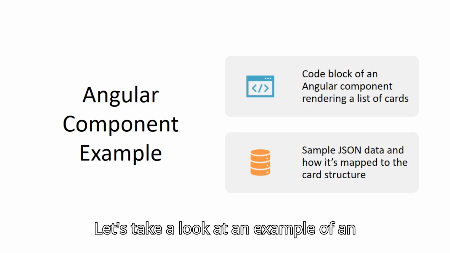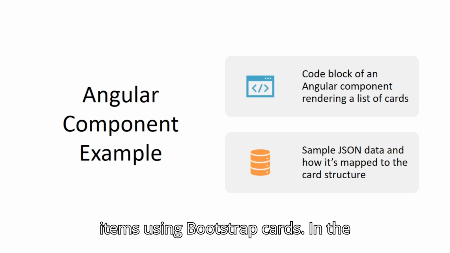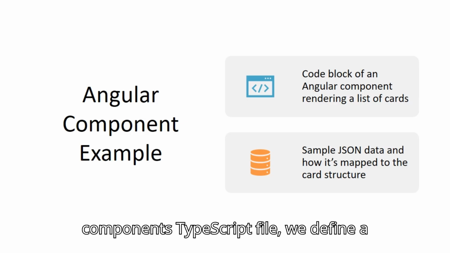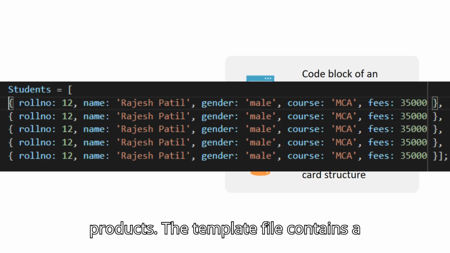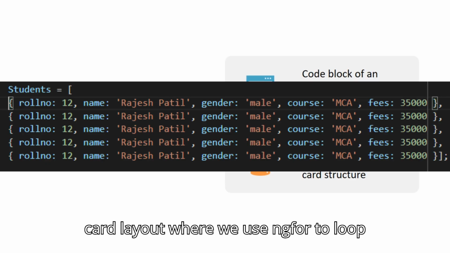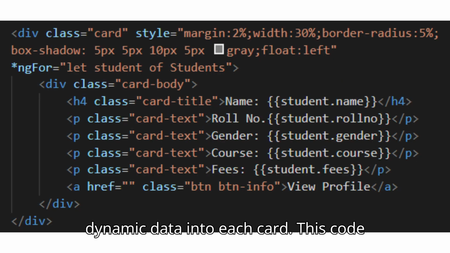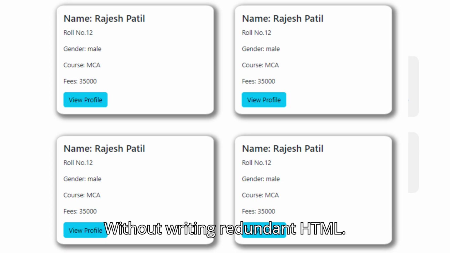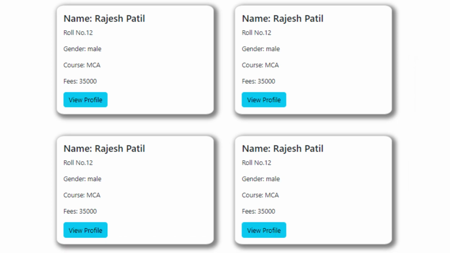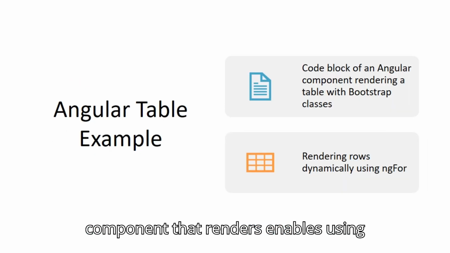Let's take a look at an example of an Angular component that renders a list of items using Bootstrap cards. In the component's TypeScript file, we define a data array such as a list of users or products. The template file contains a card layout where we use ngFor to loop through the data array and inject the dynamic data into each card. This code structure allows us to create as many cards as there are items in the dataset without writing redundant HTML.